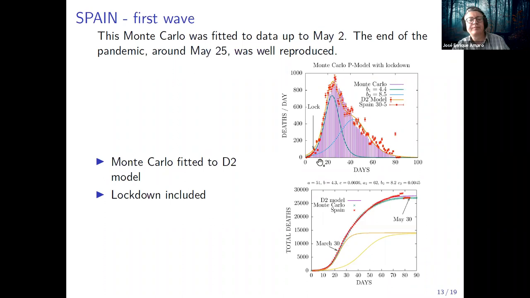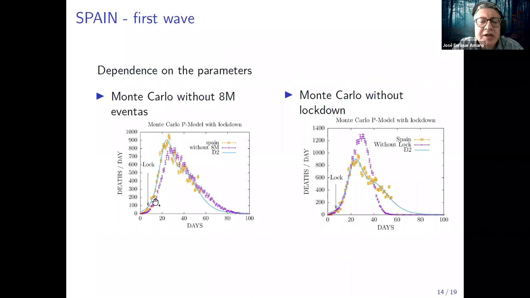Okay, so once we fit this data, we can try to simulate what will happen if we change some parameters of the model. For instance, here I change, using the same parameters, but without the 8M events. That is a demonstration. So we see that there will be a shift of the peak to the right without the demonstration.